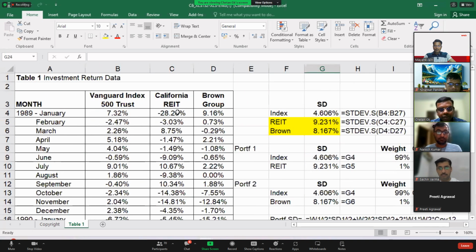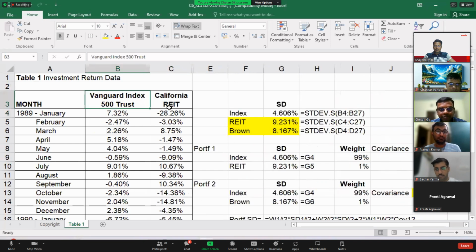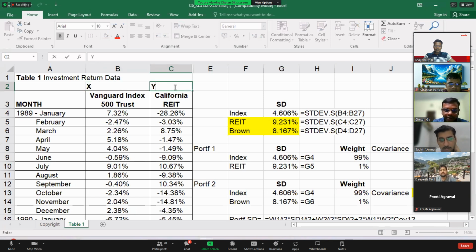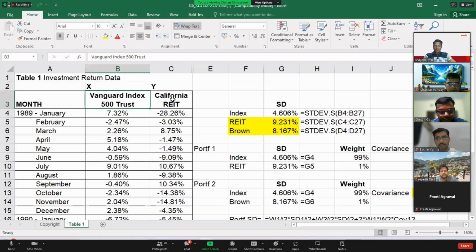Because now concentrate only on REIT and index. Forget for a while that you got this. I hid that. So tell me among them what is dependent and what is independent. Tell me what is x and y. Index should be independent, I guess. Index is x, independent. REIT is y, dependent, because the REIT's returns are dependent on the index return.